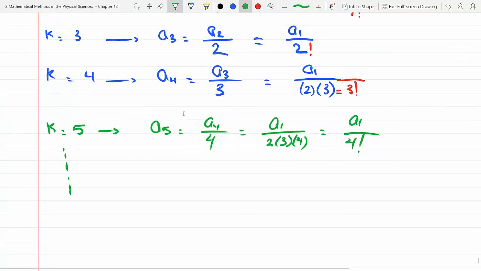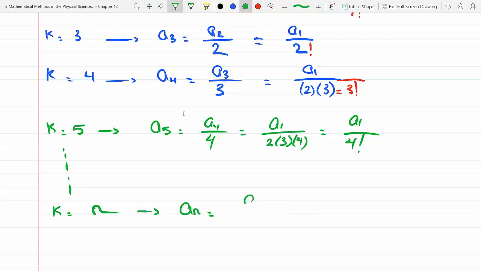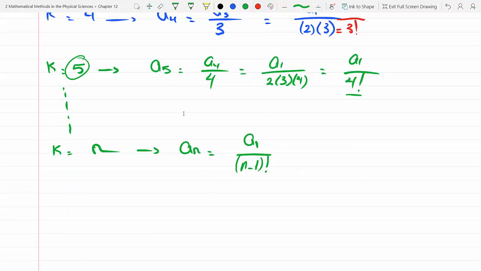So if I keep on going, when k equals n, I'm going to get for an to be a1, all in terms of that missing coefficient a1, over, so this is the original minus 1, so this would be n minus 1 factorial, or k minus 1 factorial. Let's just do it, n minus 1 factorial. Okay, so now I have solved for all these coefficients in terms of a1. I could plug this back into the assumed solution, right?